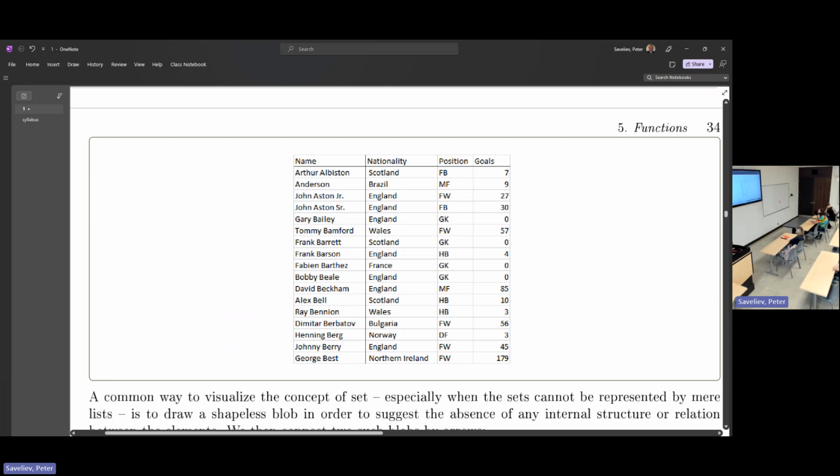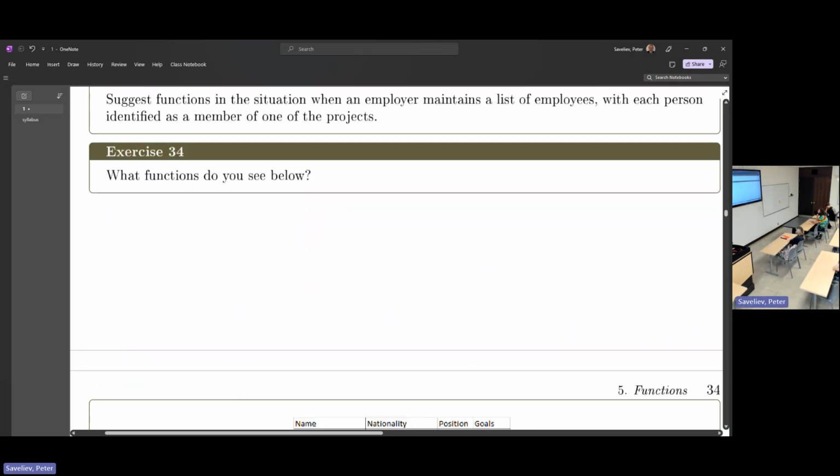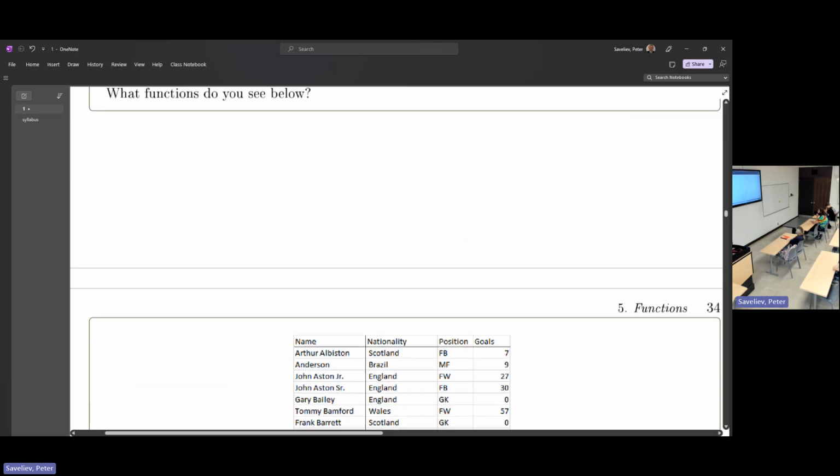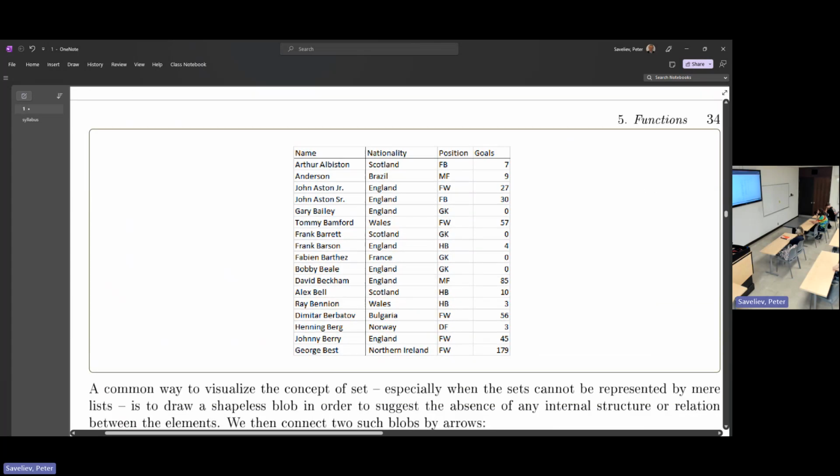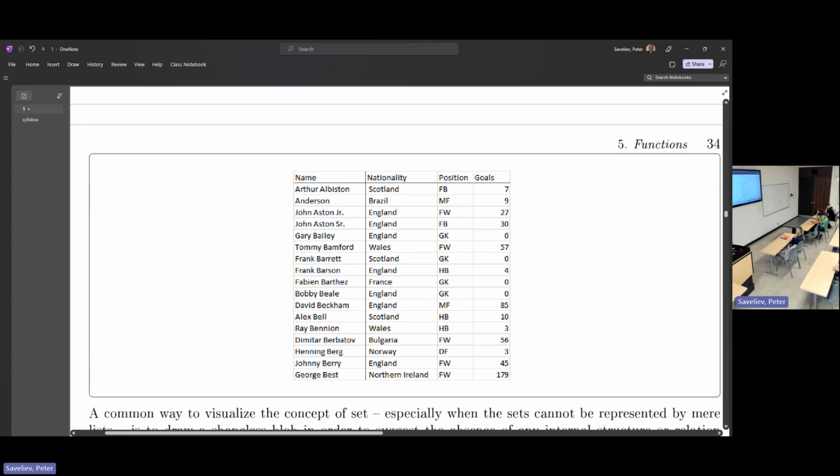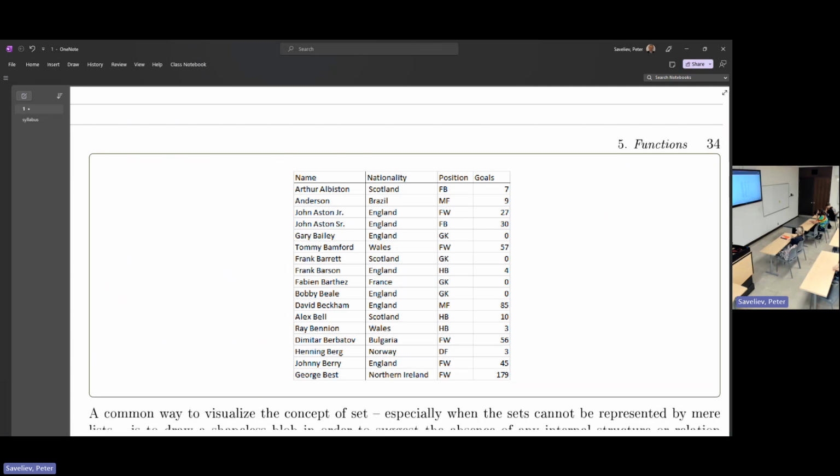Here's another one. Soccer. I don't remember if it was Liverpool or whatever the soccer team in England is. As you can see, once again, this is data that you can get from the site. The names are on the left, and then they just put in a table nationality, position, goals. There are no crosses, so you can try to figure out a function, if any. Do you see functions here?